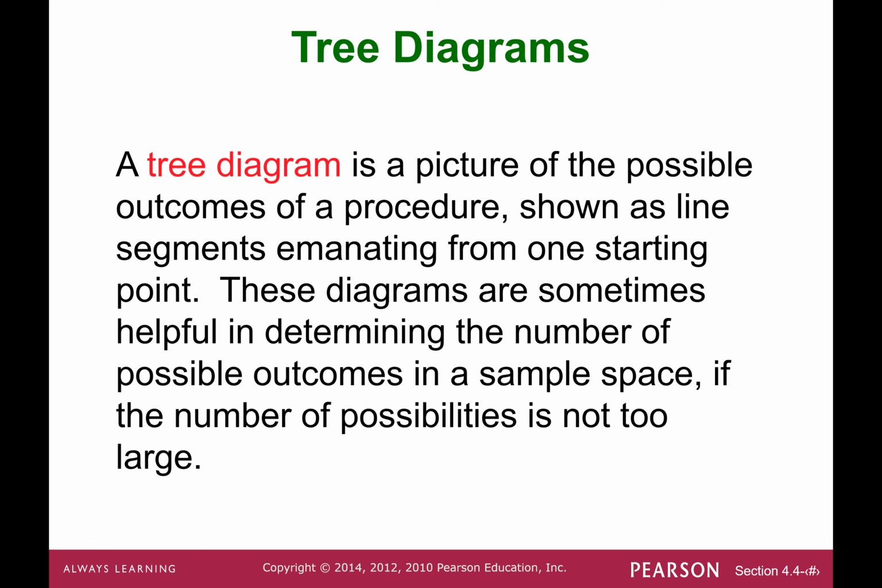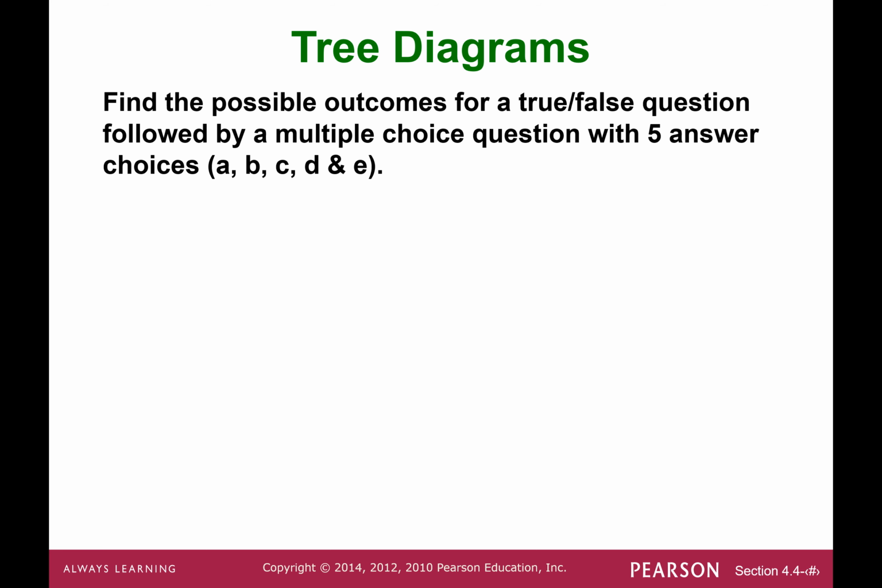The tree diagram is a picture of possible outcomes of a procedure, and we use it to determine all possible outcomes of the sample space. Now let's take a look at this using the tree diagram. Find the possible outcomes for a true-false question followed by a multiple choice question with 5 answer choices. We can create a tree diagram starting from a point. First outcome, you either get true or false. T represents true, F represents false.